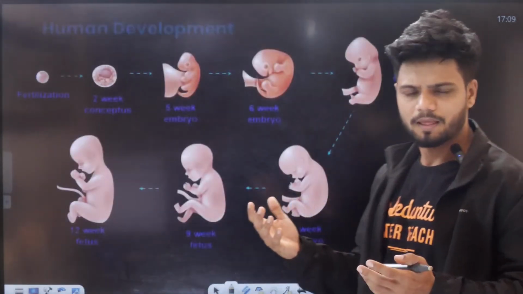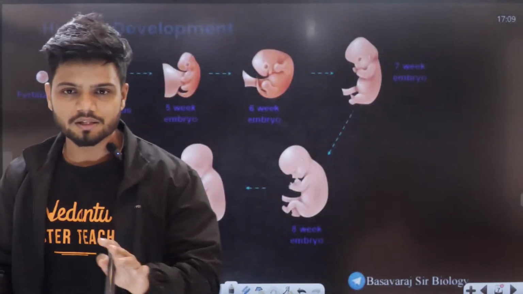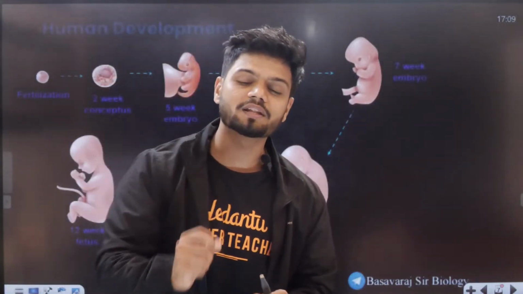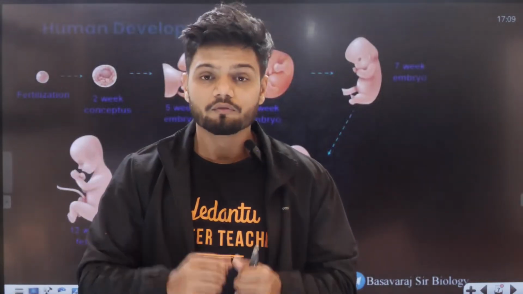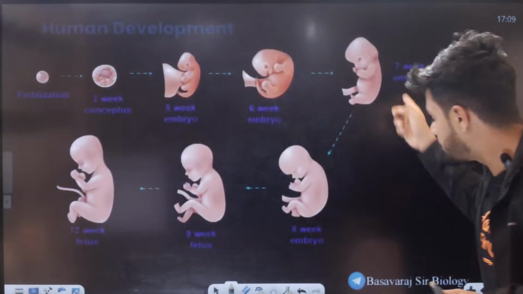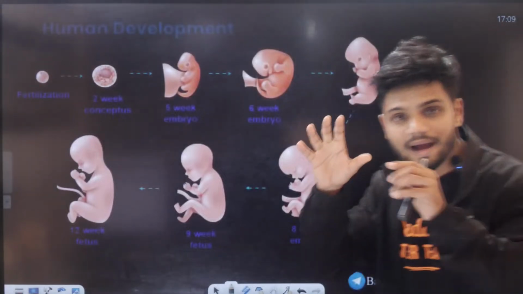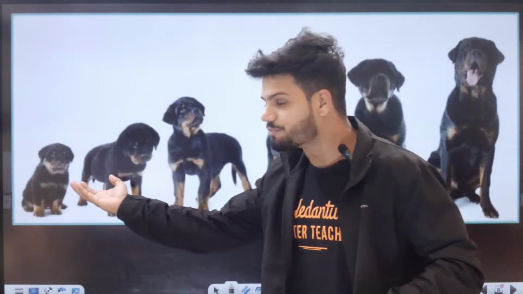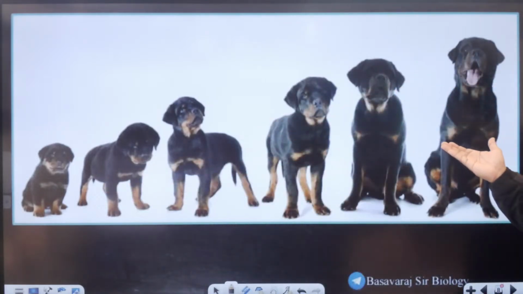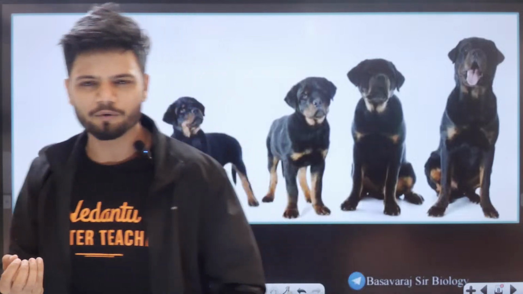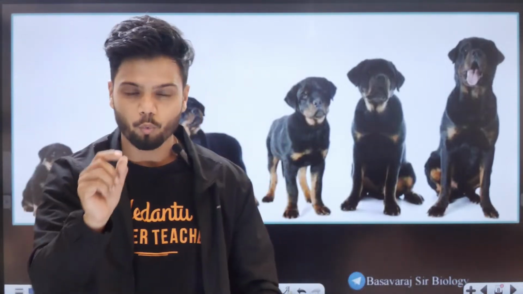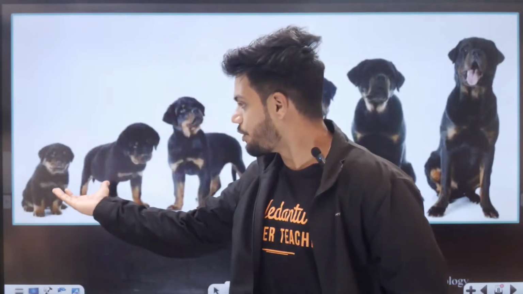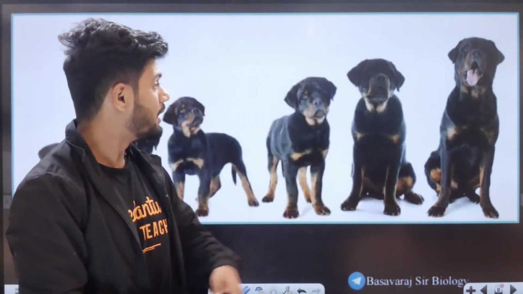Now, students, let me ask you a very simple question. The smallest cell or the first cell in the human body is a zygote. From a single zygote, we develop into an entire fetus, and an entire fetus into an entire adult. How is it possible? For example, even in the case of a dog, this right here is a small Rottweiler puppy. Now, this puppy can grow into an entire adult. How is it possible, students? How is it possible that one single cell or this small puppy can grow into an adult dog?